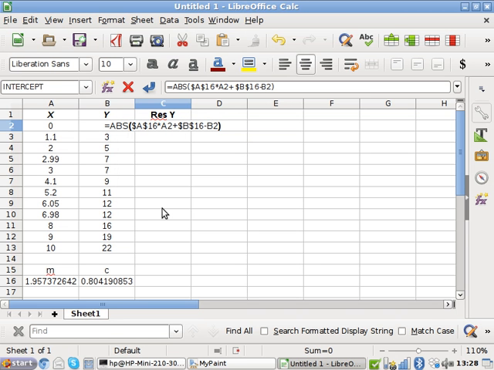So, do we want this number to be big or small? Small. We want it to be small, and let's see what we get. We get a small enough number. And we'll copy this down.